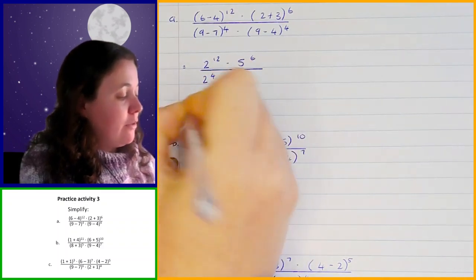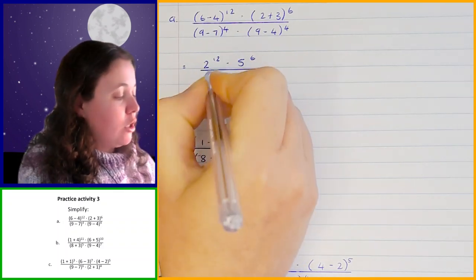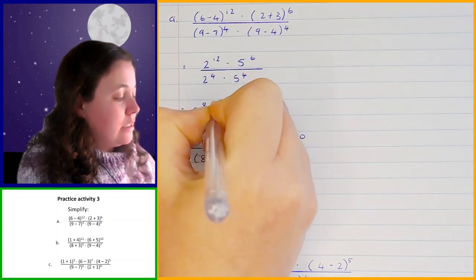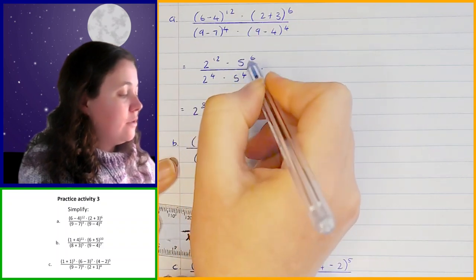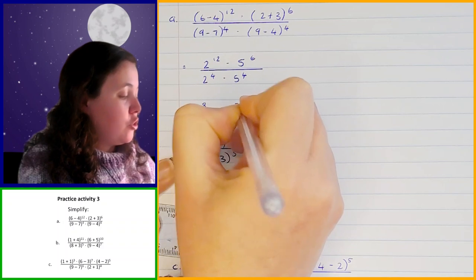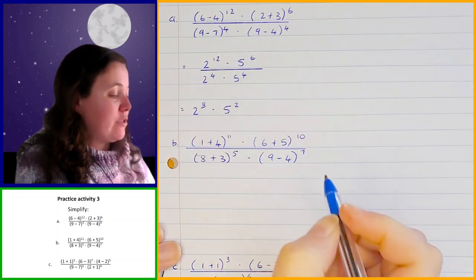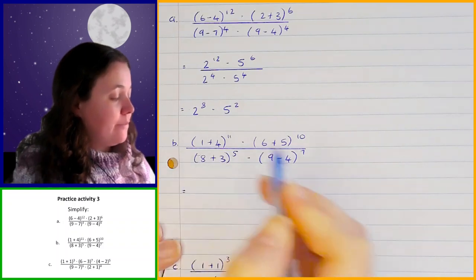So now I'm going to simplify. I'm going to do my 2s together. So that's 2 to the power of 12 minus 4 is 8 times 5 to the power of 6 minus 4 is 2. So you should have got for question A, 2 to the power of 8 times 5 to the power of 2. Then question B.